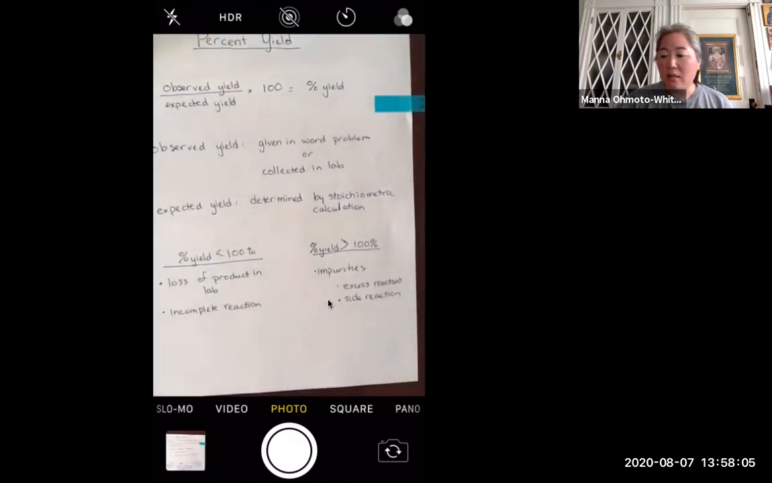So these are all things that could happen, and the percent yield, although the calculation is quite easy, observed over expected, really we use it for our error analysis within the lab, and that's why it's really important to be able to calculate percent yield in the lab.